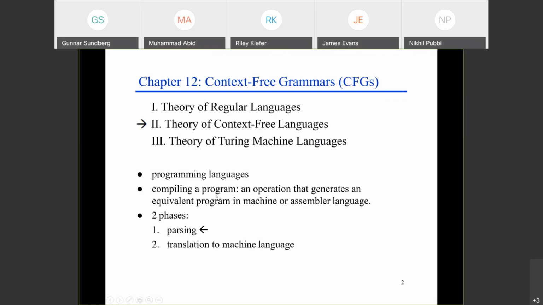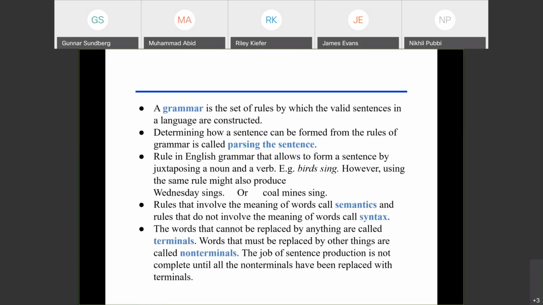Now when you compile a program, it performs an operation that translates the language into machine language or assembly language. The first phase of this is parsing, where you figure out whether your grammar is right or wrong, so whether your language is right or wrong. Now let's see some introduction and some terminologies. I just explained what grammar is. Grammar is motivated by English grammar.